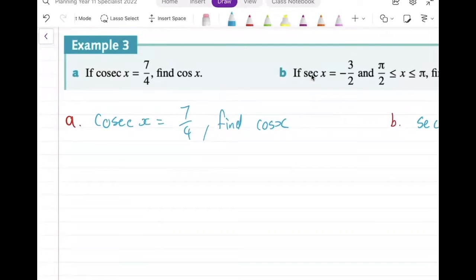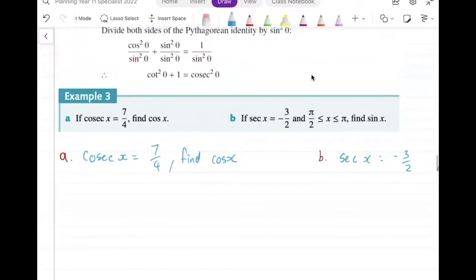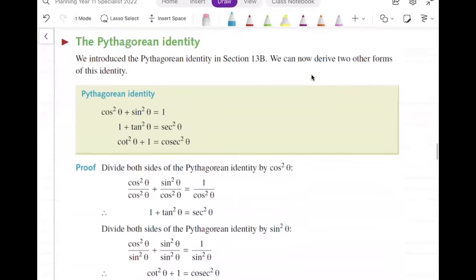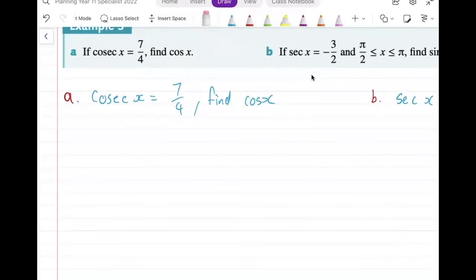trig functions. I've jumped down to one of the more interesting ones, where we also look at this in terms of the Pythagorean identity. We looked at this in chapter 13b, if we can't remember, and that is the identity that cos squared plus sine squared theta is equal to 1. So my question asks us that if cosec x is equal to 7/4, find cos x.